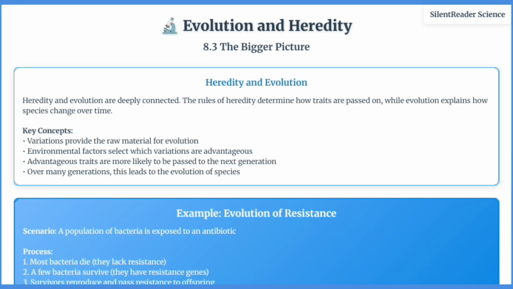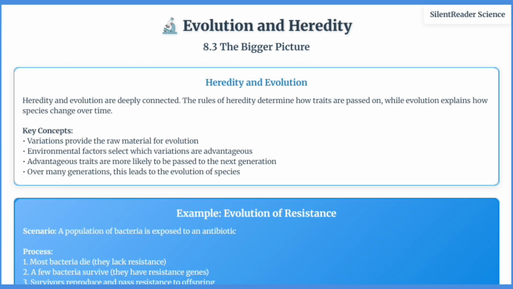Finally, let's connect heredity with evolution. Heredity and evolution are deeply interconnected. The rules of heredity determine how traits are passed on, while evolution explains how species change over time. Variations provide the raw material for evolution. Environmental factors select which variations are advantageous. Individuals with advantageous traits are more likely to survive and reproduce, passing these traits to the next generation. Over many generations, this leads to the evolution of species.